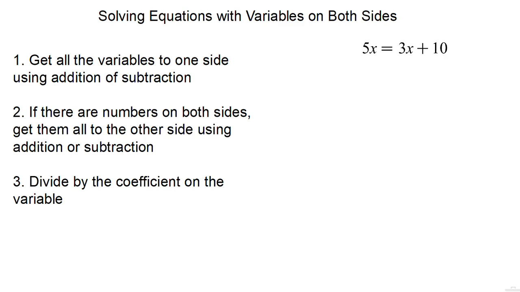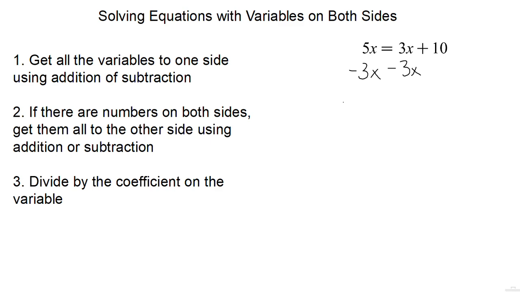Occasionally we may have to do some combining of like terms first, but in this first example, we don't have to do that. We just have 5x equals 3x plus 10. So we have variables on both sides. So all we have to do is move the 3x from the right-hand side to the left-hand side. So we'll just subtract 3x from both sides.